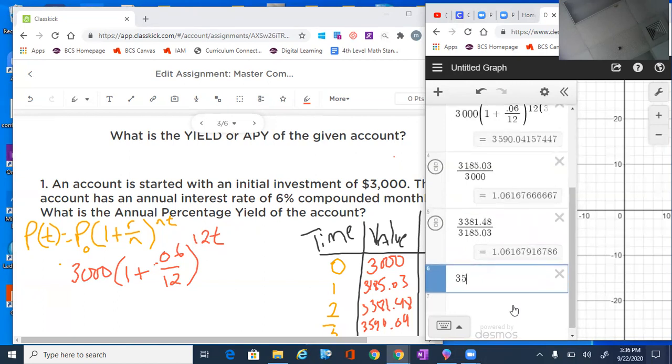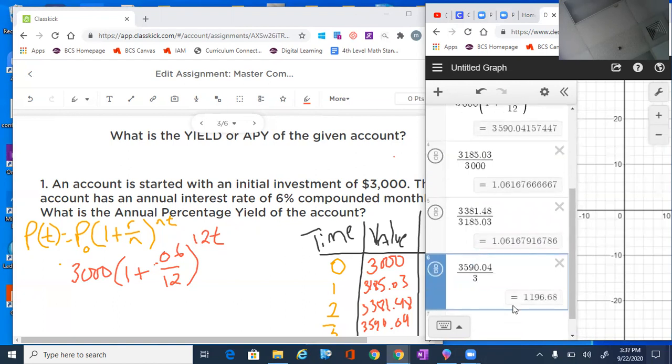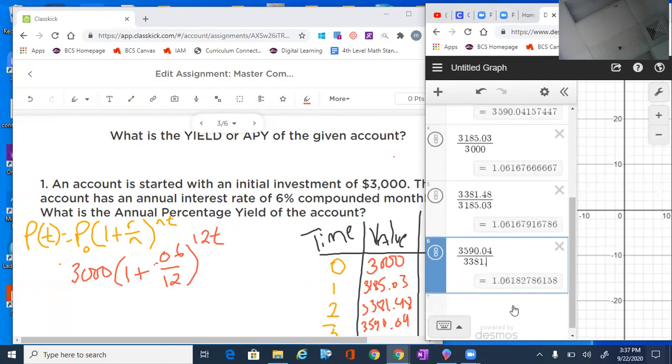So I'm going to take $3,590.04 and divide that by $3,381.48. Notice what happens. Every single time we get 1.0616, 1.06167, or 1.06167. It is exactly the same every single time. So it doesn't matter if we actually make these calculations, because they're always exactly the same, which is 1.0616. How about we round that to 1.062, just to make our lives a little bit easier.